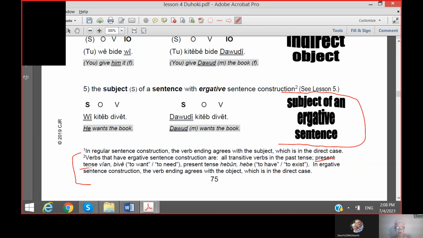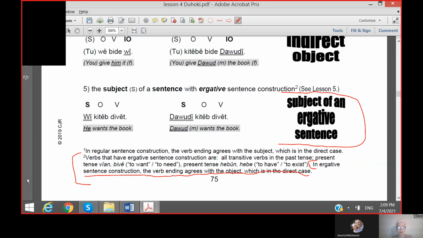Present tense of to want or to need. Present tense of to have or exist. So anytime, past, present, or future, these verbs are ergative. And so what is ergative? In ergative sentence construction, the verb ending agrees with the object, and the object is in the direct case.